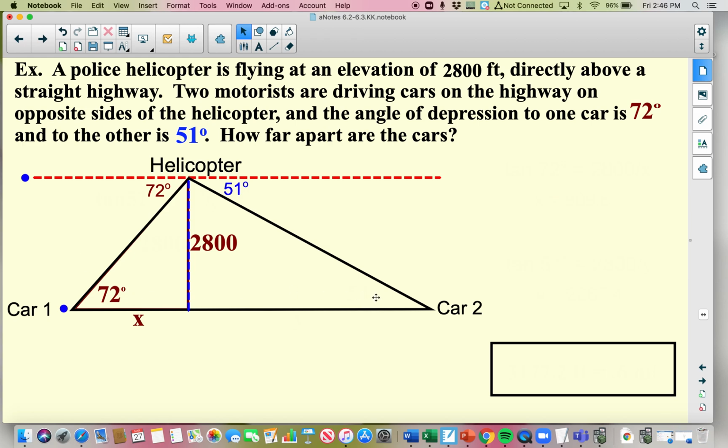Car number 2, same idea, right? Except its alternate interior angle is 51. I called this distance Y, and then I called this distance X. So again, I try to color coordinate the red and the blue for the two different cars. So keep in mind the question's asking how far apart are the cars. So if I can figure out X and Y and add them together, that's going to give me how far apart those cars are.